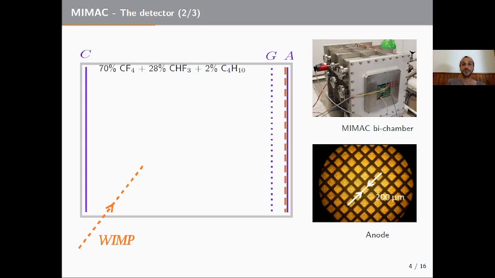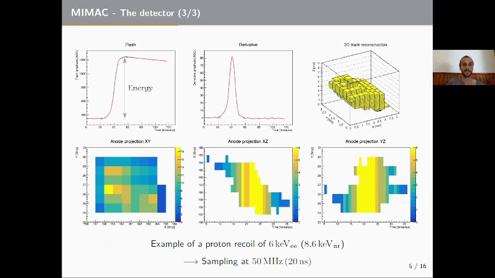If a WIMP enters the detector, it can collide with one atom of the gas. In our case, the main target atom is fluorine. The fluorine will recoil and will ionize the gas. The charges drift away under the influence of an electric field, and once an electron reaches the grid, it is avalanched, and we collect a signal both on the anode, which is pixelated, and on the grid. And this is what we get at the end.